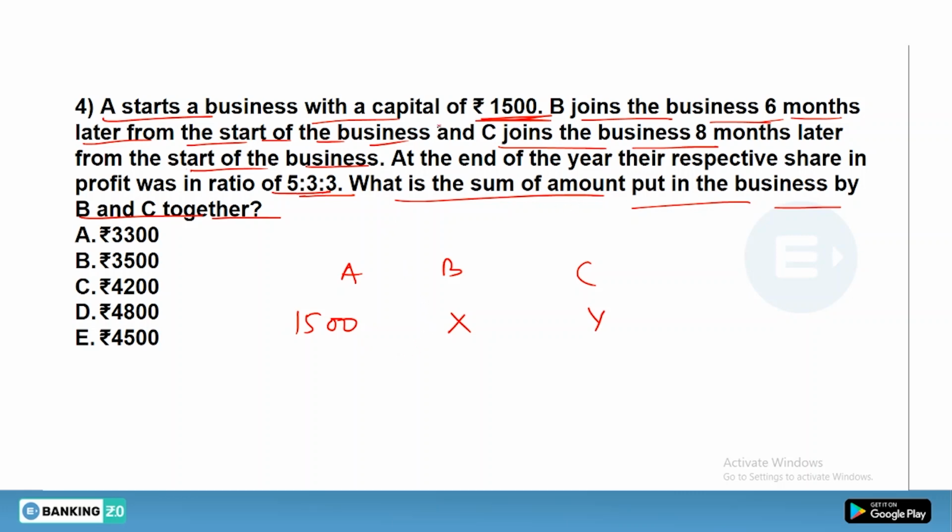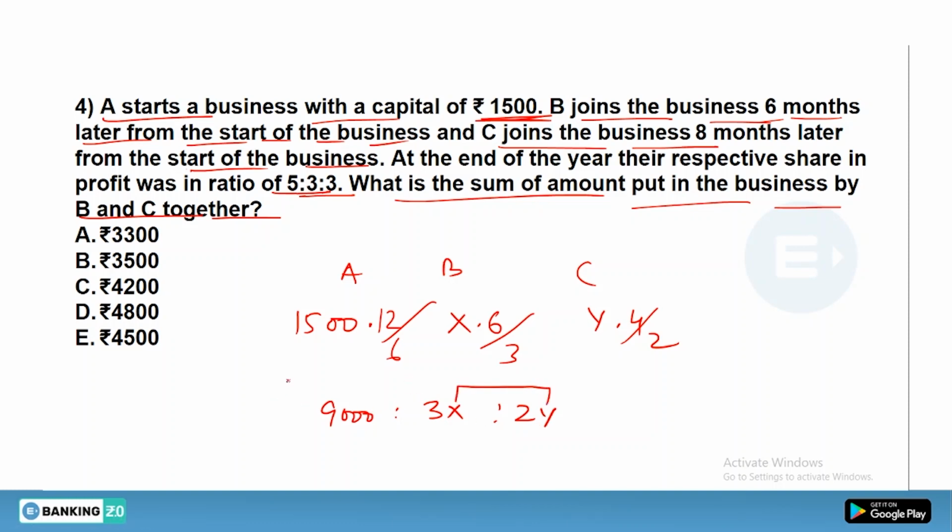Okay, and B joins the business 6 months later. That means it will remain for 6 months. Okay, and after 8 months C joins, so it will remain for 4 months, while A will remain for 12 months. So what will you do? 2, 3 and 6. That means 9000 ratio 3x ratio 2y. Now you just need to find the sum of the amount put in the business by B and C together. That means you have to find X and Y's value.